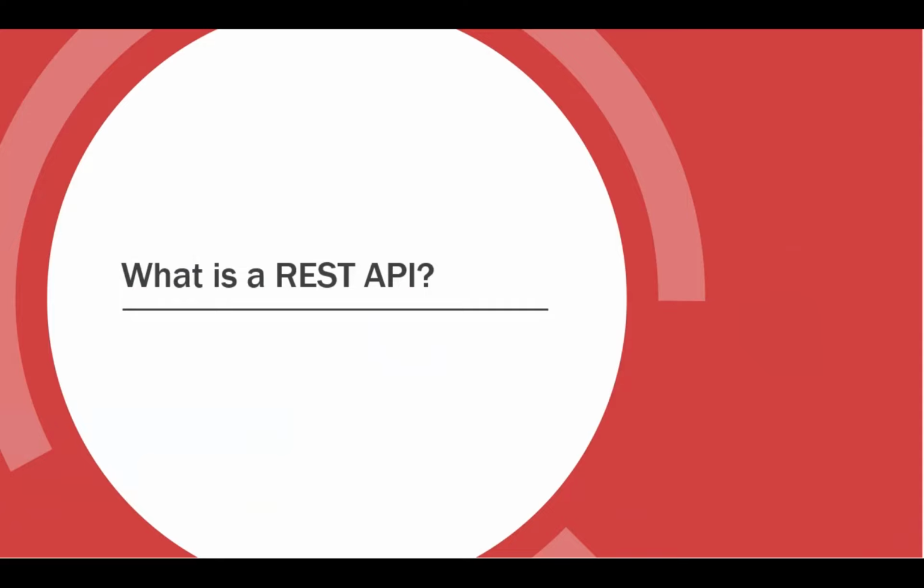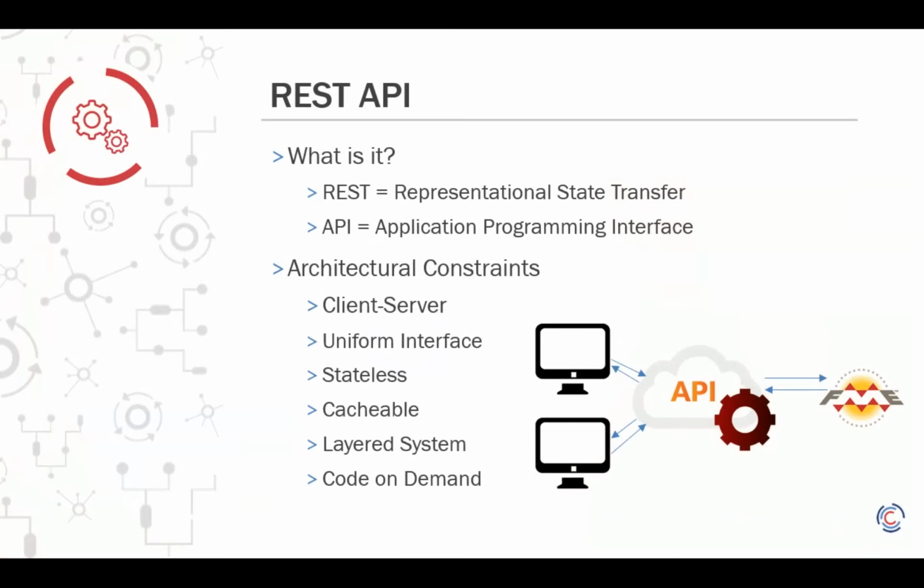So first, what is a REST API? Well, to put it plainly, a REST API allows a user to interact with a server or a system by creating requests and receiving responses from those requests. REST stands for Representational State Transfer, and API stands for Application Program Interface. So a REST API is a type of API that follows a REST architecture.